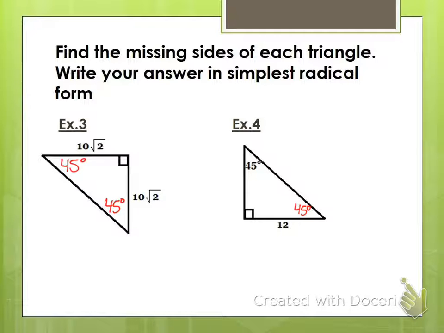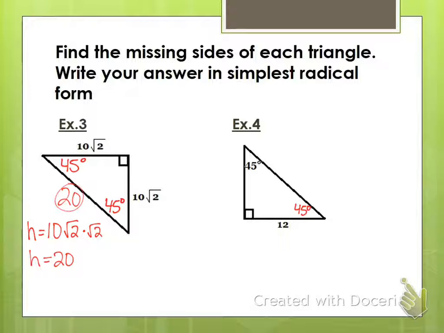All right, on example 3, are we looking for a leg or a hypotenuse? Hypotenuse. So in order to find the hypotenuse, we're going to take a leg and do what to it? Good. When we do that this time, what do we get? 20. Okay, 10 times 2 gives us the 20. So that is the answer and the only answer on example 3. Questions about it?